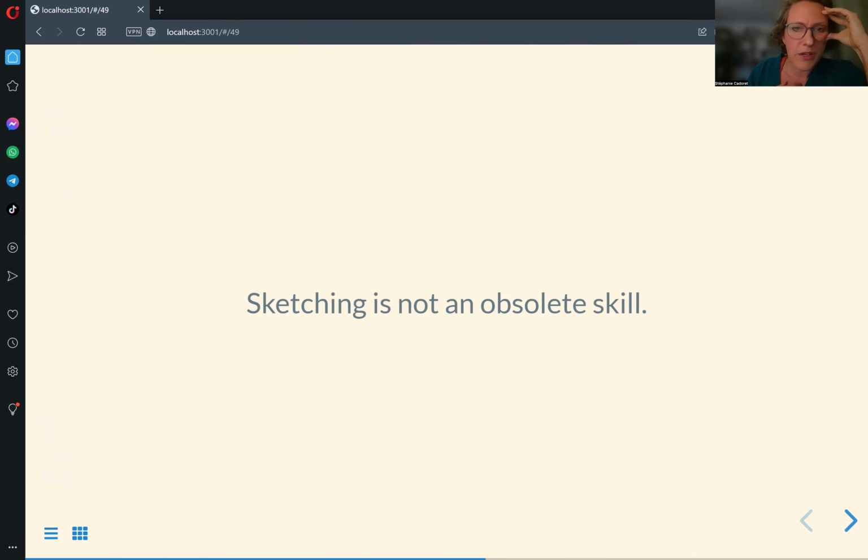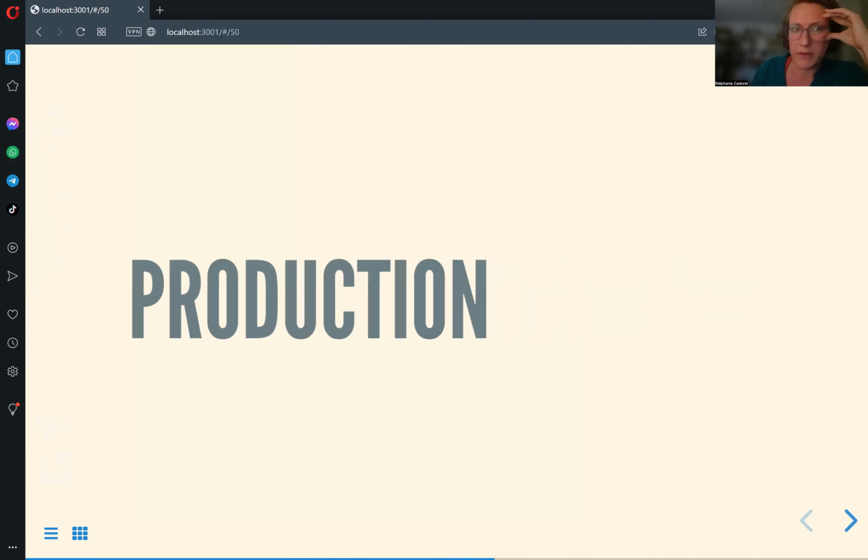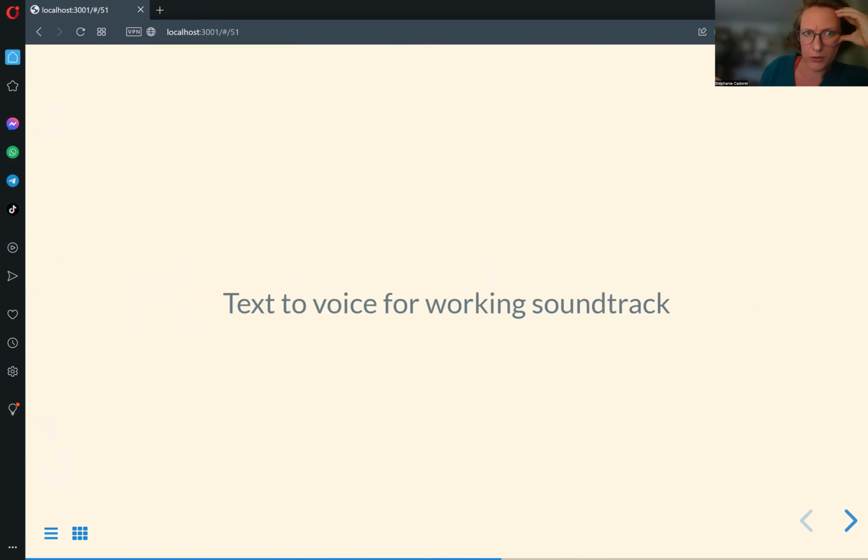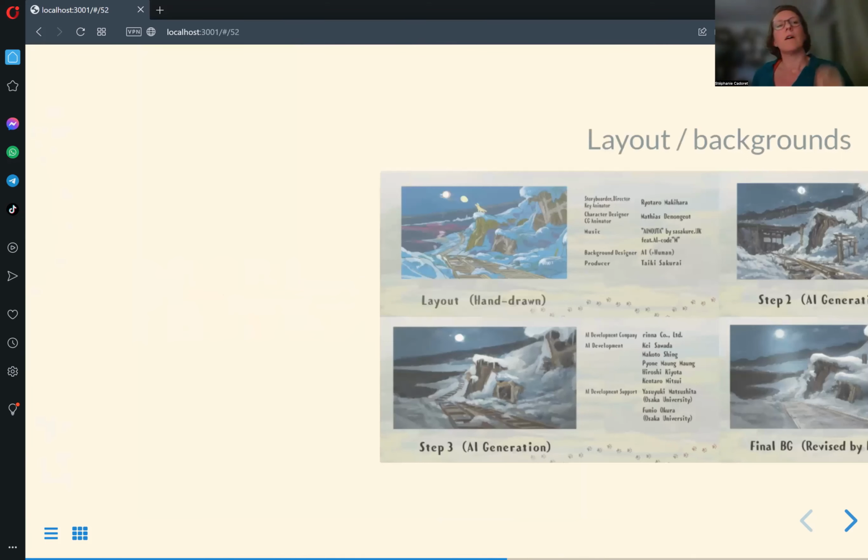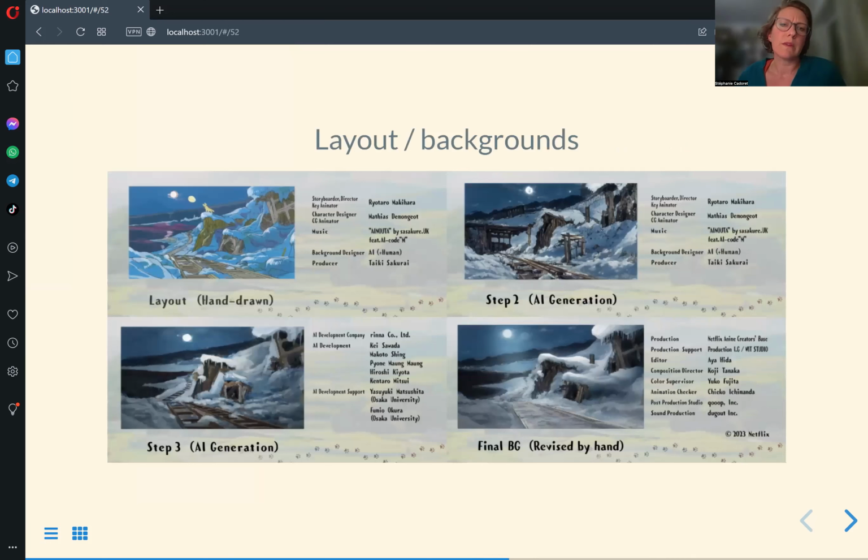In production, we have text-to-voice that would be useful for a working soundtrack. So that's something we can make with AI. Layout and background: this is from the Netflix Japanese short film from earlier. They used hand-drawn layout, then they used AI generation to enhance it, and then they reworked it at the end by human touch, retouching.